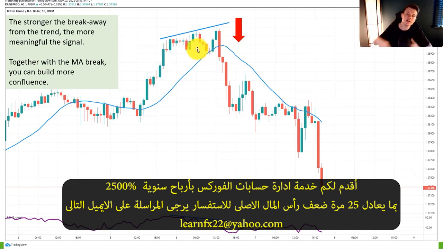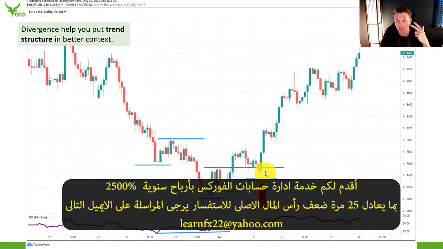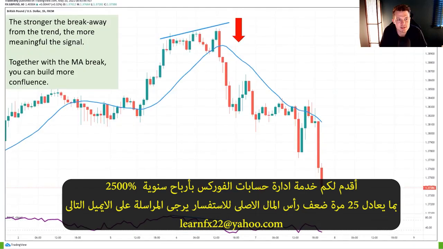Again, you can and you should build confluence around a divergence. A divergence is one signal, one criteria. However, you could add things like a moving average breakout. You could add things such as a support and resistance breakout. You could add things such as a break and retest. You could even add a multi-time frame on top of that. And any of those things will help you build a more robust trading system.